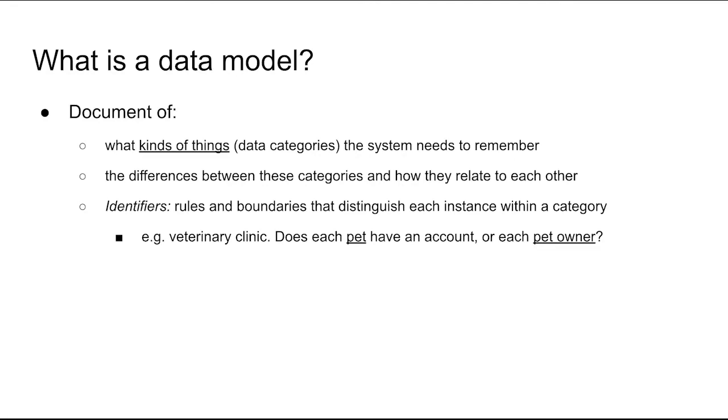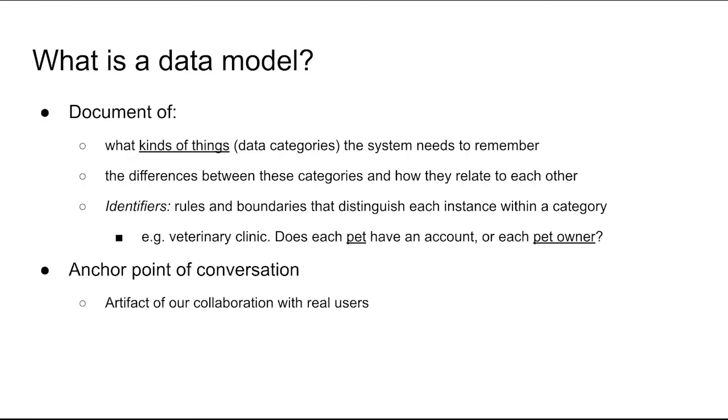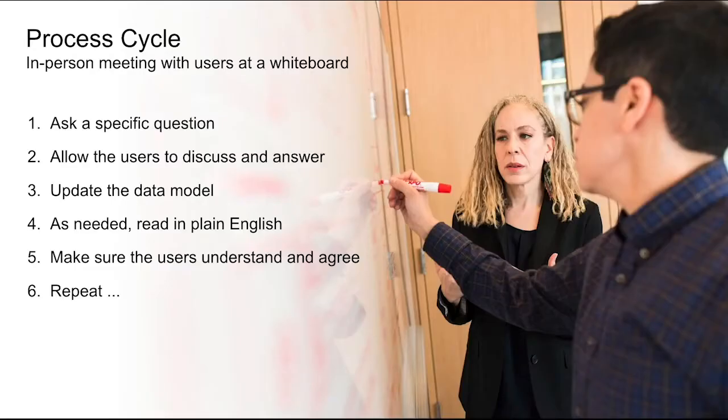To that end, a data model is not just a secret technical document, but in fact is intended to be a very visible anchor point of conversation. We want it to be an artifact of our collaboration with real users. In this class, we will follow a process cycle. We want to arrange a meeting with real users, preferably in a room with a whiteboard, though pencil and paper or digital software can work too. We use a whiteboard to make it clear that what's being written is free to change and everyone is invited to participate in an active collaboration.